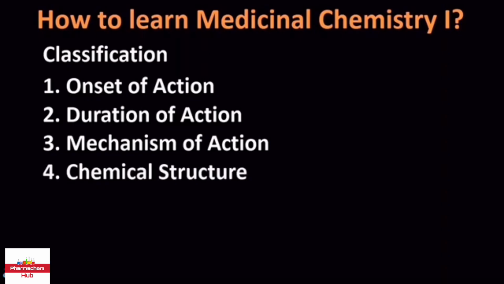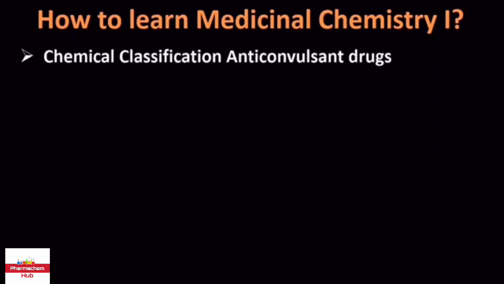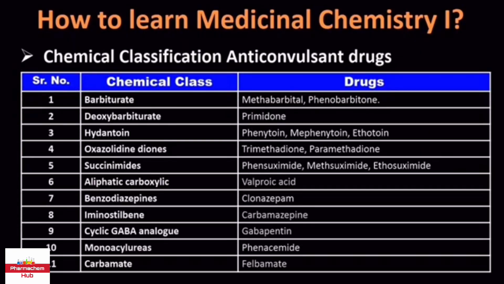Then the fourth one is chemical structure, on the basis of chemical structure. In medicinal chemistry, this classification is important. In exams, you may have questions like this: classify drugs on the basis of chemical structure and draw one structure from each class. So let's take one example. This is the chemical classification of anticonvulsant drugs, about which we have already discussed during the anticonvulsant drugs. So please go and watch that video also. Friends, once you practice the drug structures, you can identify their heterocyclic nucleus or what are the important nucleus present in the drug structures.